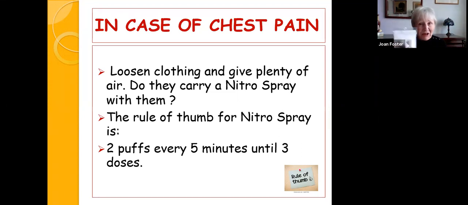If you happen to have some baby aspirin or an aspirin in your house, when someone's having chest pain, it's not harmful at all to give them an aspirin.